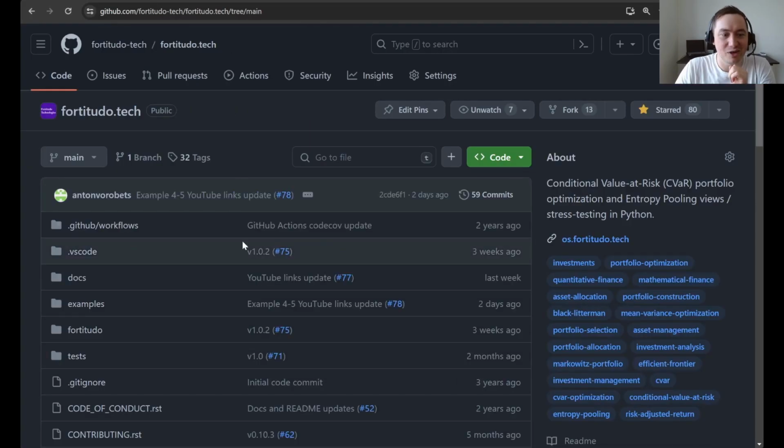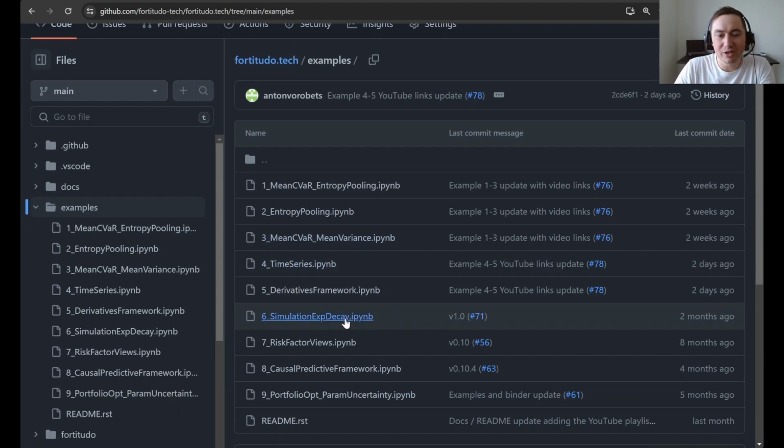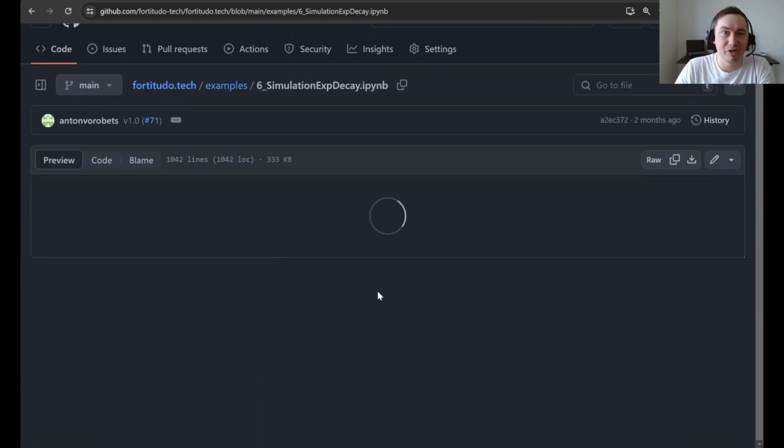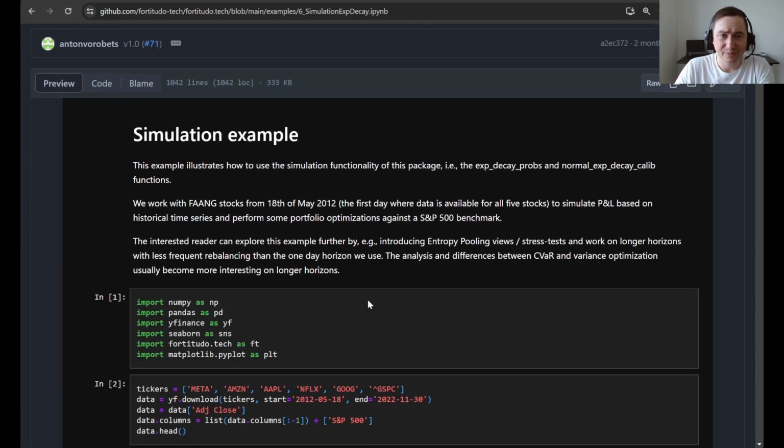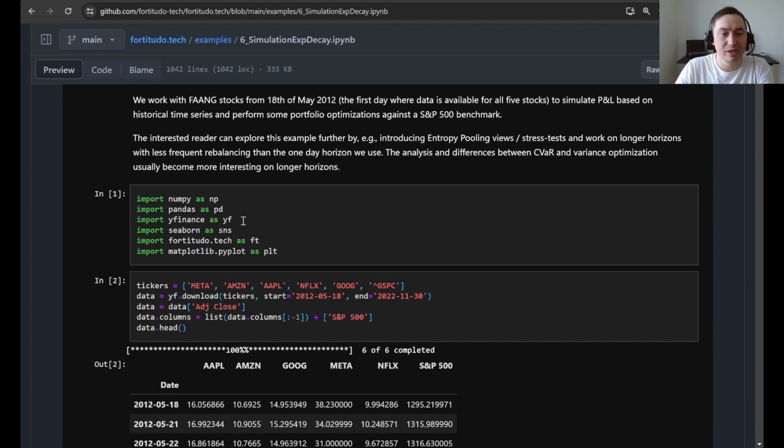Alright, so as always we start at the front page of the repository and then navigate to examples. So here you can see that example number 6 has something with exponential decay in it. The data that we work with are FANG stocks and S&P 500. So here we first import the package that we need, and in this example we do some plotting. So we use Seaborn, Matplotlib and then yfinance to get the data.